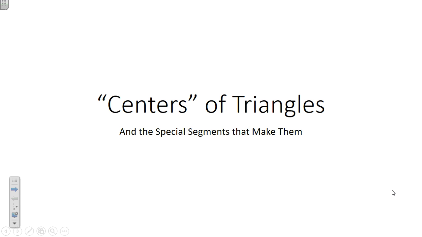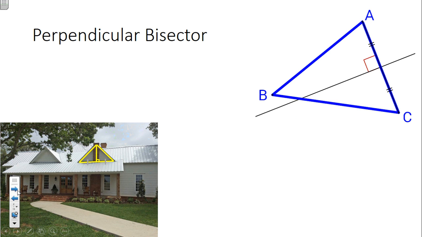Today we're talking about centers of triangles and the special segments that make those centers of triangles. It's a lot of vocab today, and we're going to work our way through it and make sure that we know how these things all work. So the first one that we're going to talk about is the perpendicular bisector.